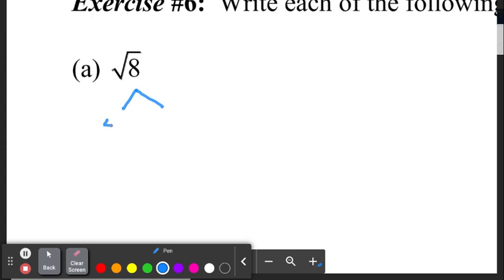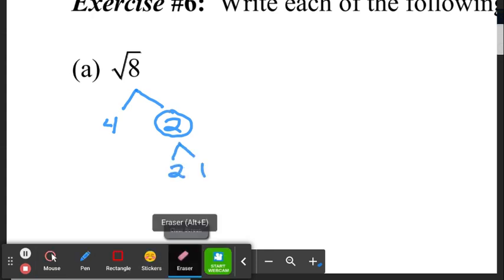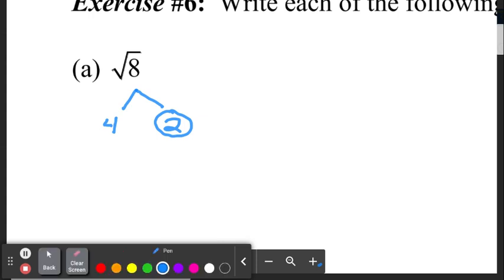So I'm going to say 4 times 2. Now, 2 is a prime number. That means the only thing that goes into 2 is 2 and 1. So that doesn't make the number smaller, so we're not going to use that. So now I'm going to simplify 4. That's 2 and 2. So everything has been simplified as much as it can be.